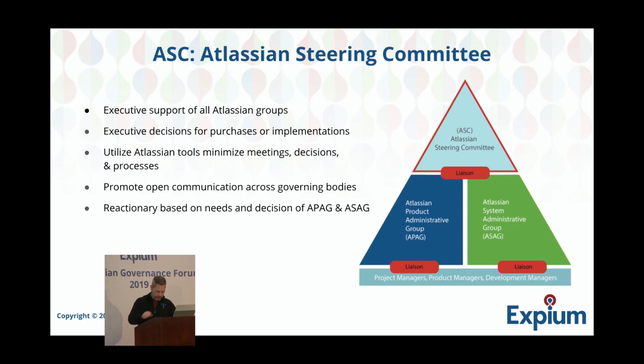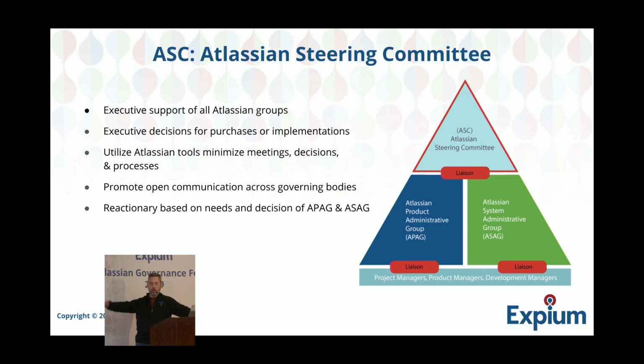Specifics for the Atlassian Steering Committee: you're going to have support, key decision-making, purchasing, investigation, and timing. What kind of timing activities are going to be necessary for this particular activity and groups that we're going to do? The ASC may need to meet, but what we really want is for the meetings to be driven by need and not driven by schedule.